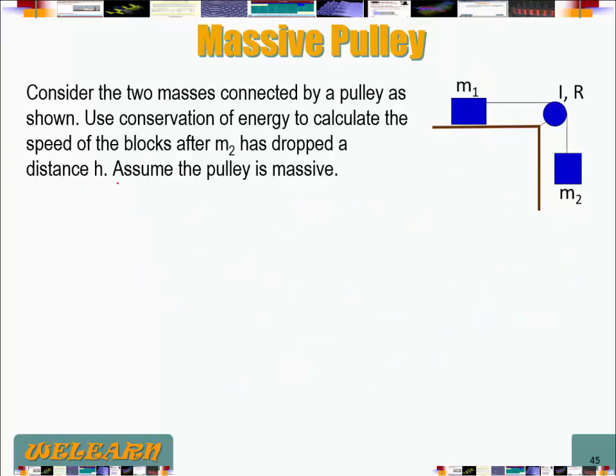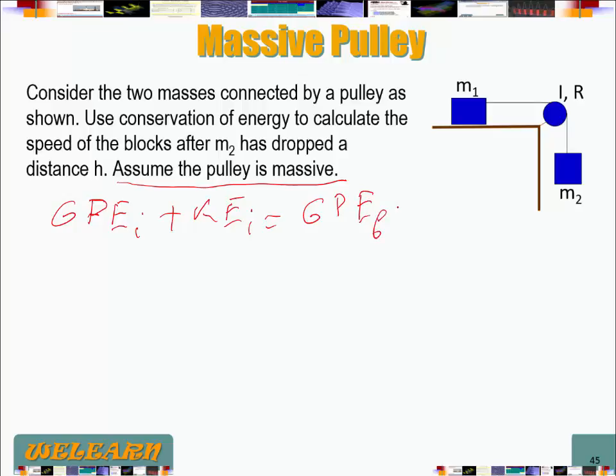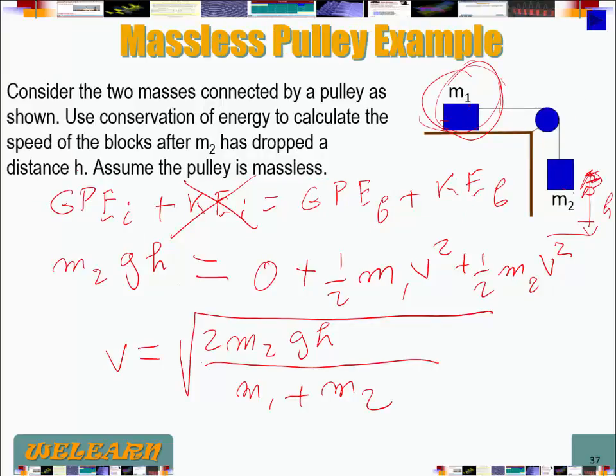Now, what if our pulley actually has a mass? What if it's going to affect the outcome? Now again, we are going to write conservation of mechanical energy. So again, gravitational potential energy initial plus kinetic energy initial is equal to GPE final plus kinetic energy final. See, this equation is not that different from this equation. Same thing.